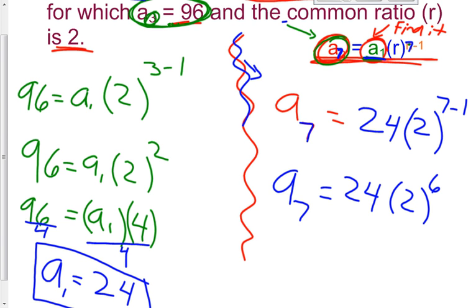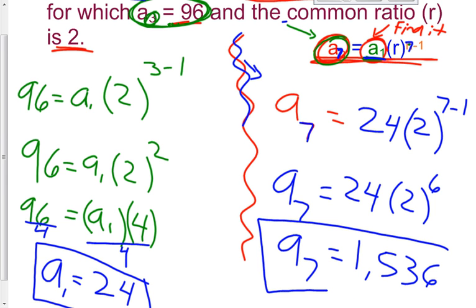So take 2 raised to the 6th in your calculator and then multiply that by 24. 2 raised to the 6th times 24. And you get the value of 1,536. There's the value of your seventh term.